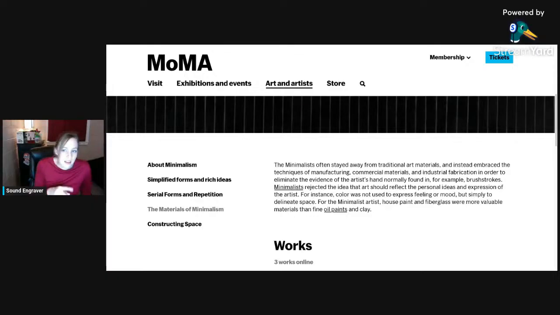So they instead embraced the techniques of manufacturing, commercial materials, and industrial fabrication in order to eliminate the evidence of the artist's hand normally found in, for example, brush strokes. Minimalists reject the idea that art should reflect the personal ideas and expression of the artist. For instance, color was not used to express feeling or mood, but to simply delineate space. We'll see examples of that. For the minimalist artist, house paint and fiberglass were more valuable materials than fine oil paints and clay.